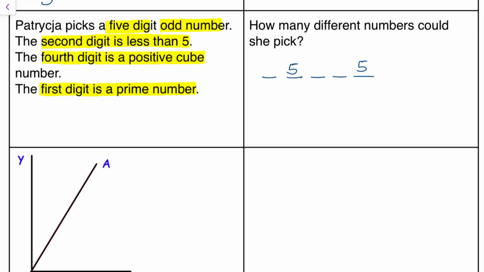The fact the fourth digit is a positive cube. Well, the positive cubes are 1, because 1 cubed is 1, and 2 cubed is 8, and there are no more single-digit positive cubes. So the fourth digit, there are 2 choices. The first digit is prime, so the prime numbers less than 10 are 2, 3, 5, and 7. So there's 4 of those. And then there are 10 choices for the middle digit because there's nothing at all about repetition or not. So I get my calculator out, multiply all these together, and I get a nice round 2,000 combinations.